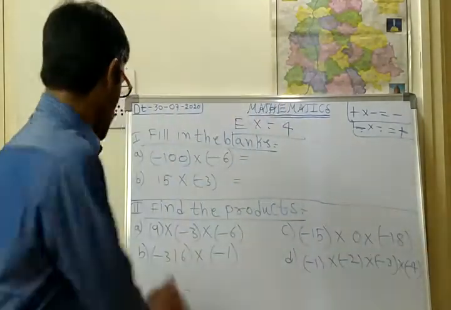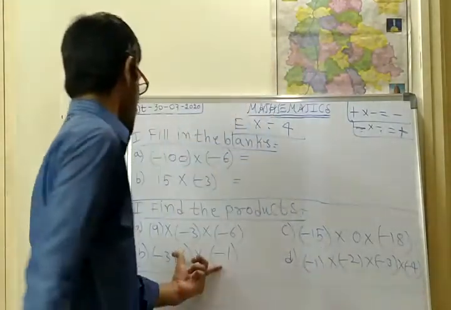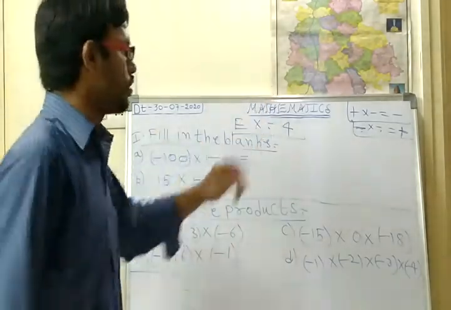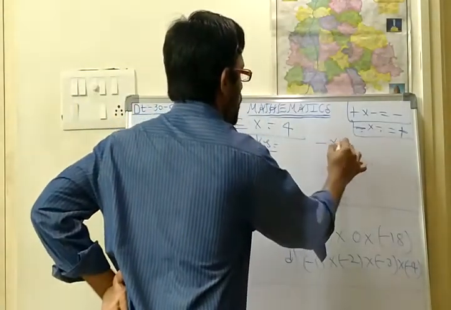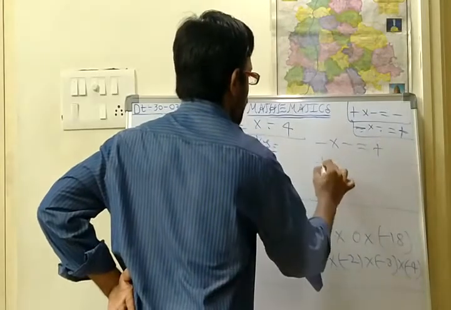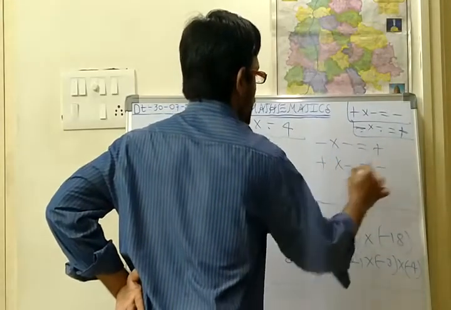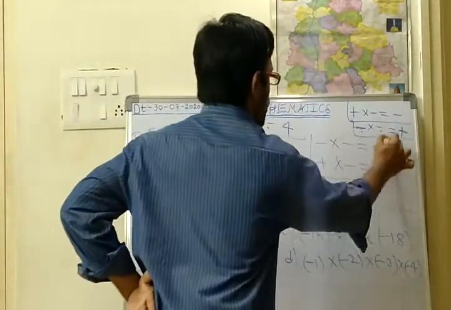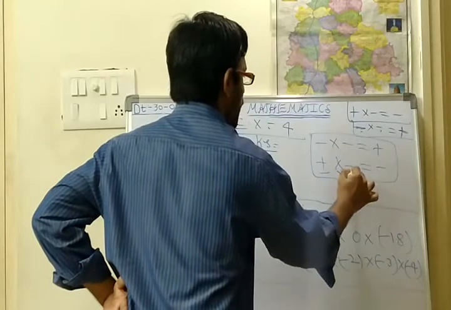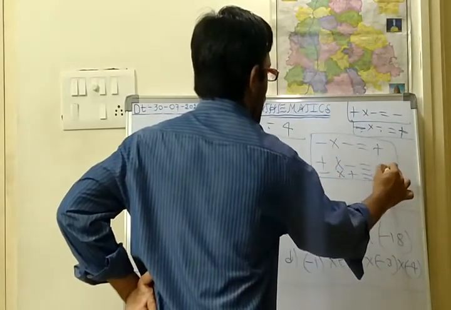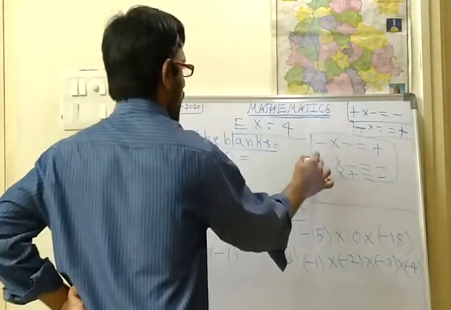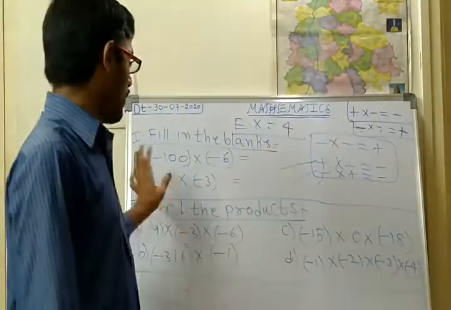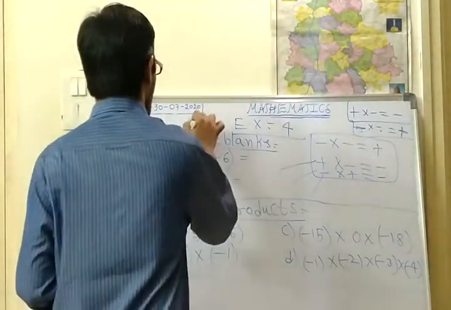So these are the 4 problems from this second bit, find the products, and the fill in the blanks has 2 problems. Use the formulas: minus into minus is equal to plus, plus into minus is equal to minus, and minus into plus is also minus. By applying these 3 formulas you have to do the solutions. Do this as today's homework, children.